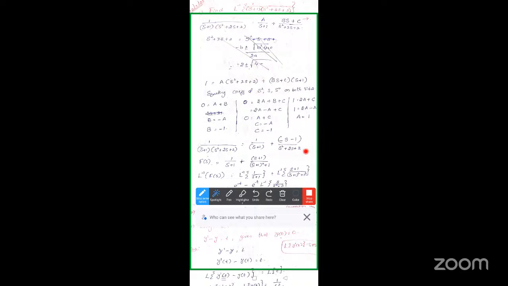In the denominator, we can write 2 as 1 plus 1. So s plus 1 whole square plus 1.